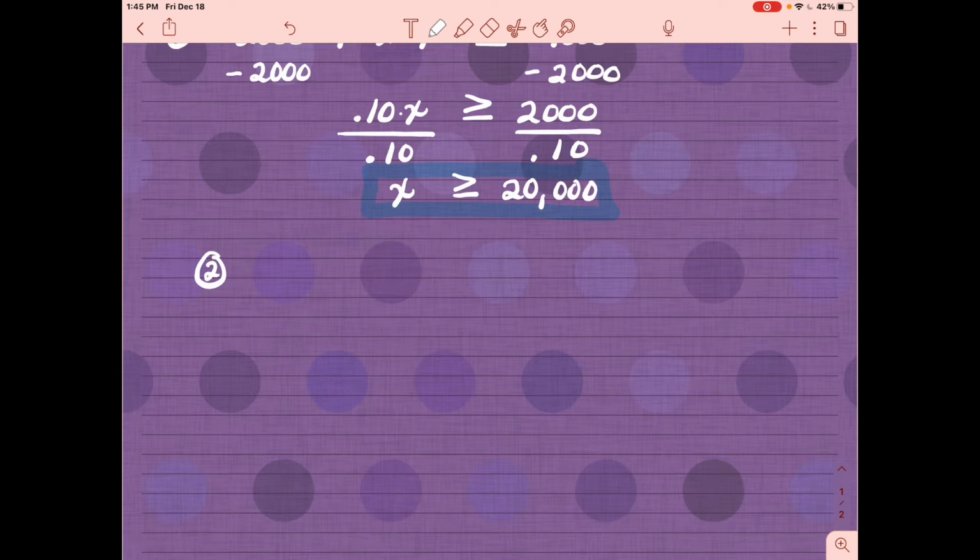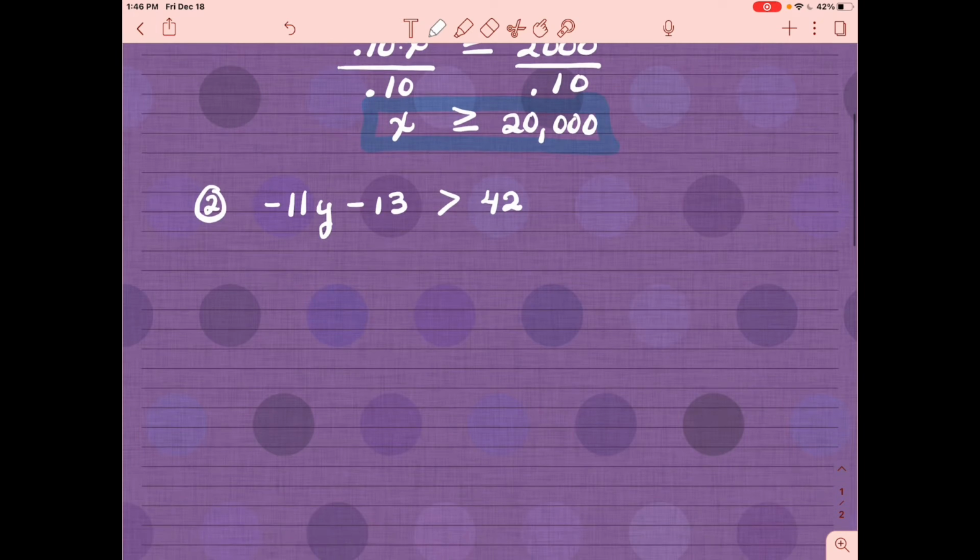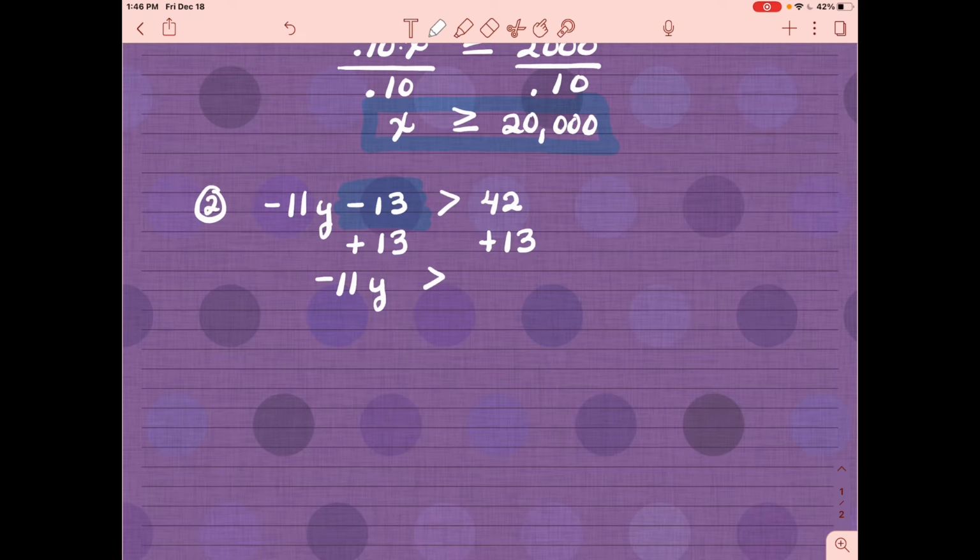We have this problem, negative 11y minus 13 is greater than 42. And we need to graph the solution on a number line. So first thing I want to do is take care of the clutter. It's out here, remember, away from the y. And so minus 13, I'm going to add 13. I am not dividing or multiplying by negative, so I don't have to worry about anything here. I have negative 11y happens to be greater than 55.